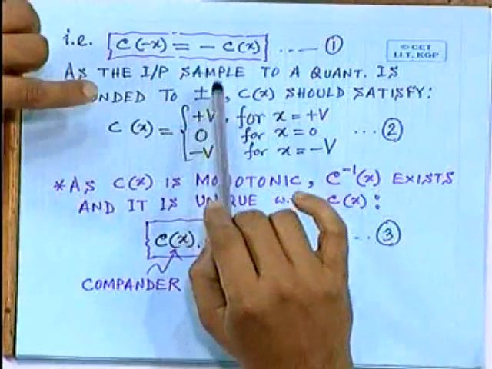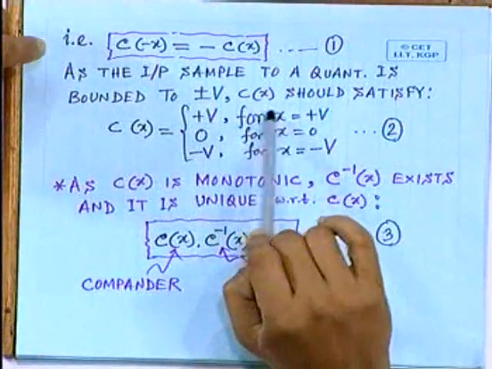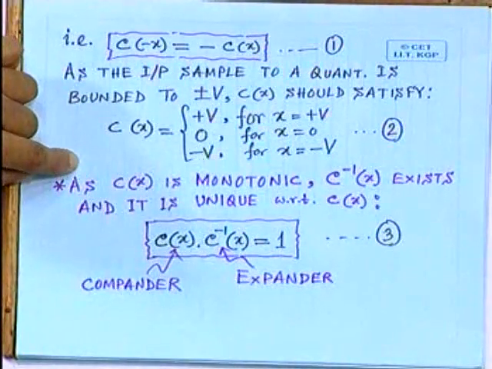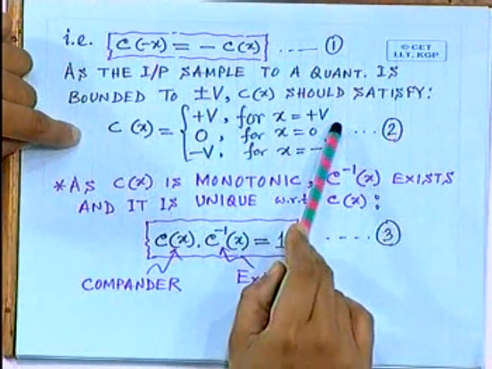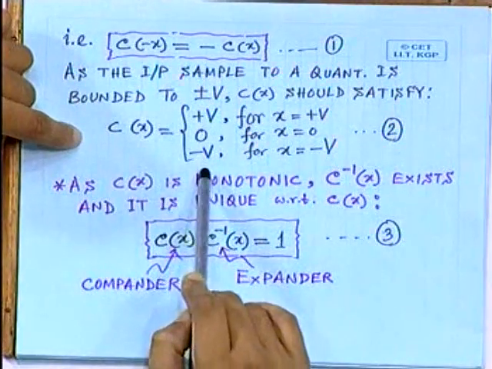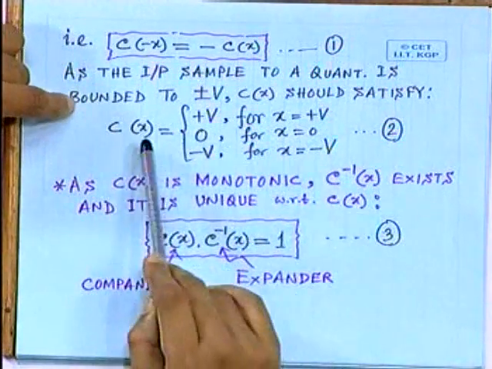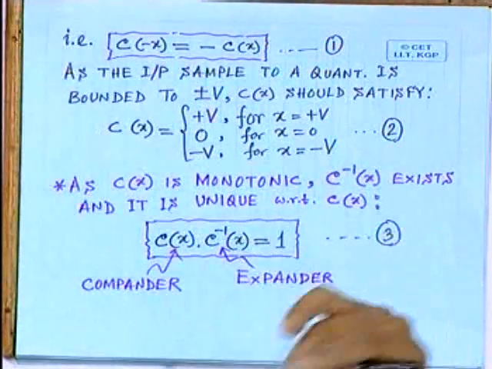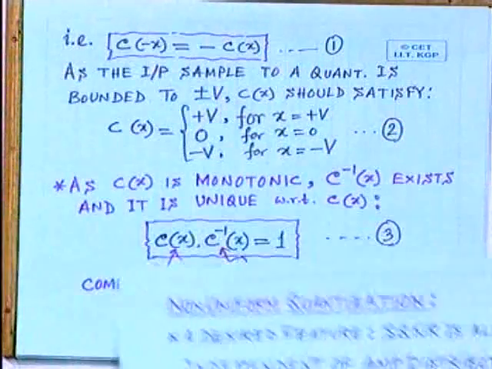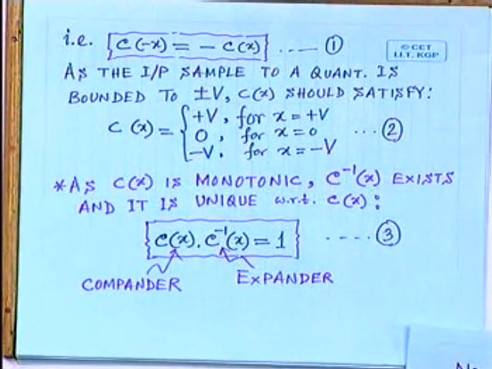The boundary condition is that with this kind of nonlinear characteristic, because the input signal sample is bounded to plus minus v, c x also should satisfy this boundary condition: c x should be equal to plus v when the input signal is plus v, c x should be equal to minus v when the input signal is minus v, and when x is equal to 0, c x also should be equal to 0. This boundary condition was implicit in the previous diagram. I will get back to this diagram.